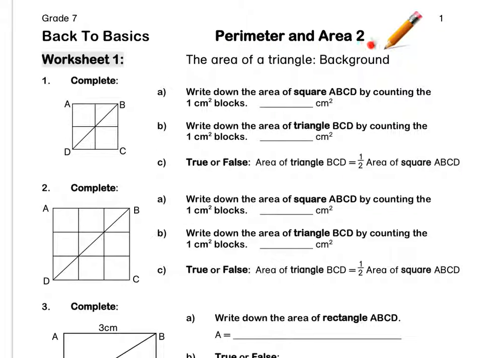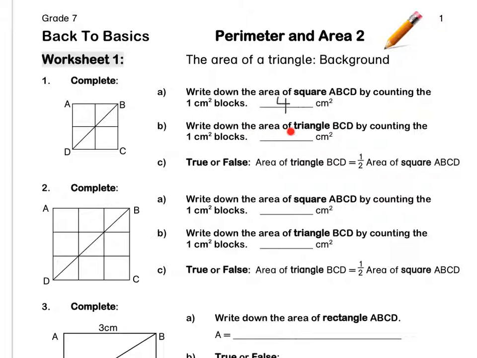Perimeter and area 2, the area of a triangle. Write down the area of square ABCD by counting the 1 centimeter squared blocks. Here's our square ABCD. There are 1, 2, 3, 4 1 centimeter squared blocks. Therefore, the area is 4 centimeters squared.